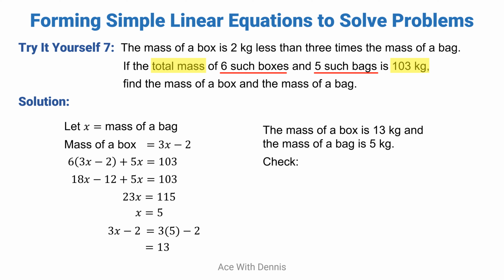Again, don't forget to check the answer. So, the total mass of 6 such boxes and 5 such bags is 6 times 13 plus 5 times 5. And we calculate the value, we get 103 kg. Hence, the answer is correct.